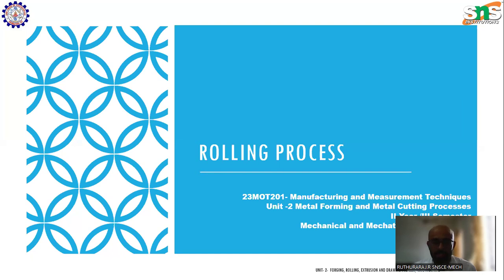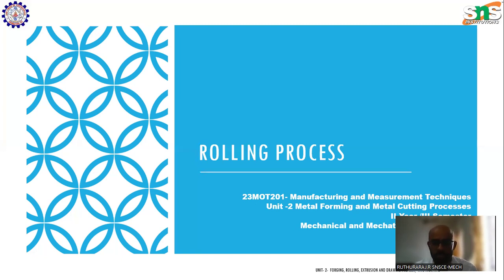The main application of the rolling process is to make sheet metals. Any material which has a thickness less than 12 mm can be categorized as sheet metal. If the thickness of the material is above 12 mm, it is called a plate. If it is less than 12 mm, it's called sheet metal. So plates, sheet metals, etc. Any flat surface can be manufactured using this rolling process.